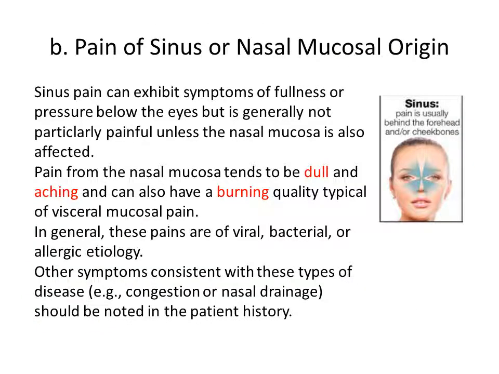Now, pain from sinusitis, from sinus and nasal mucosal origin. Such a pain is dull, aching, and burning. This burning is typical for visceral mucosal pain. We can check the history. History here is important because such pain or inflammation in the sinus could be viral, could be bacterial, could be allergic, and it's always associated with congestion of the nose and some nasal drainage. A good history from the patient is needed.